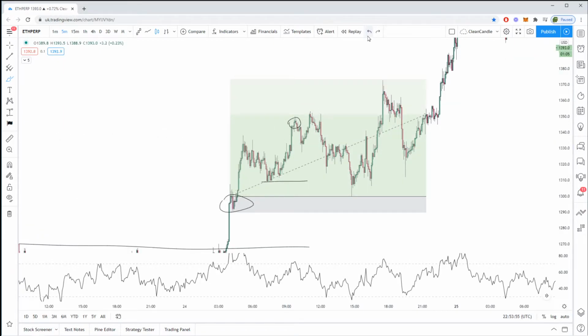But you cannot simply turn your scalp into a swing just because you get greedy about price going higher. If you're taking it on a low time frame, you use the lower time frame in order to think about where your exit point is. I hope that makes sense.